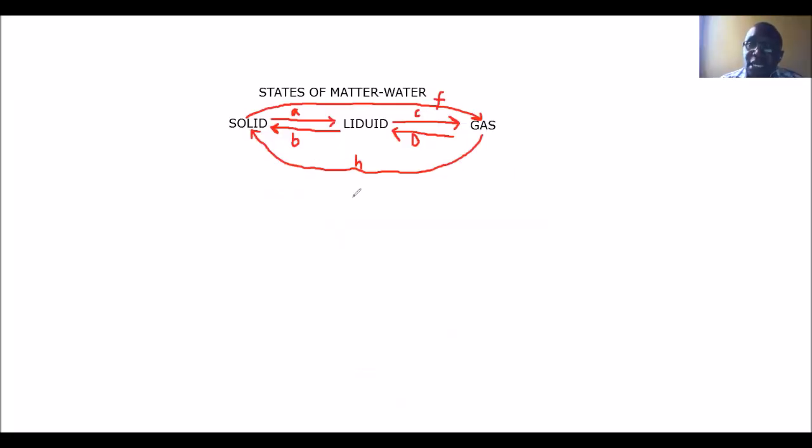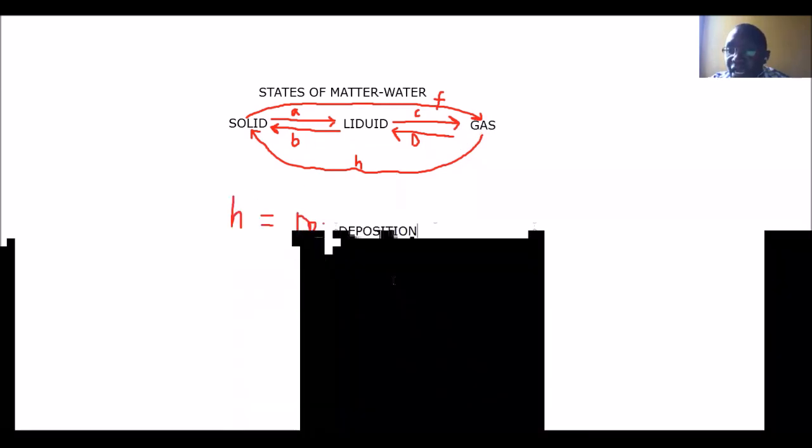That is a diagram that shows the interconversion of the states of matter. And in this case, we are talking about water. So the process A, we know that one is melting. Then the process B, we know this one is freezing or solidification. Then the process C, this one, we know this is evaporation. Then D is condensation. We call this process F sublimation. Then the reverse of sublimation is deposition.